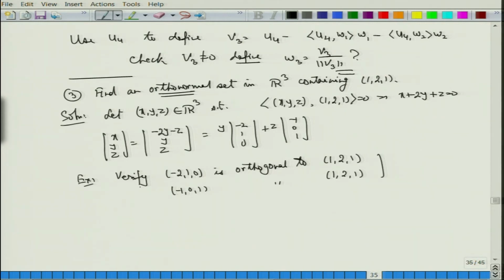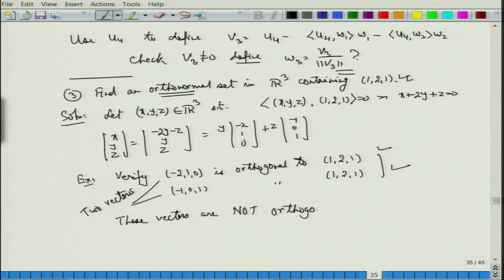But what I have done is that I have got this vector, and using that vector I have got two vectors which are perpendicular to the given vector, all right. But these two vectors themselves are not orthogonal, all right. So, I will have to make them orthogonal. I will have to do some work.